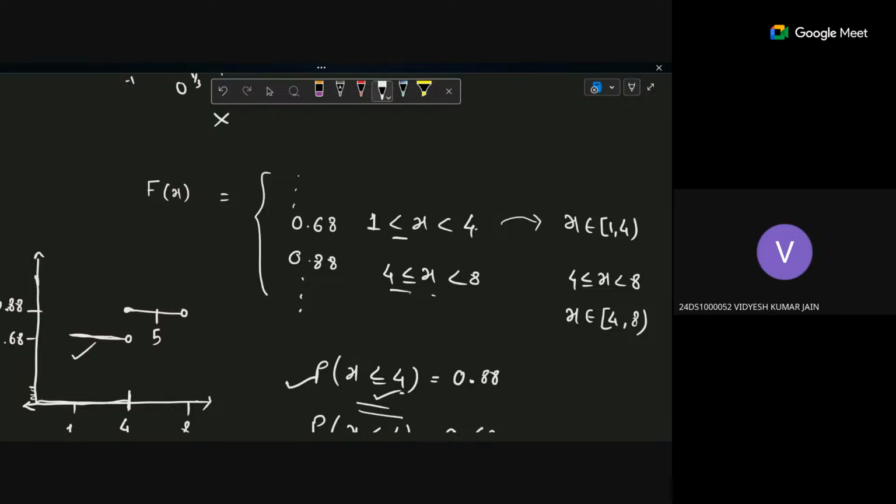But in the same representation, if we ask x less than or equal to 4, then what will it be? Then it will be 0.88 only, because you have to include the value at 4 also. Yeah. And in the above 0.68, 4 is not included. Yes. Okay. Thank you, ma'am. Got it. Thank you. Okay.